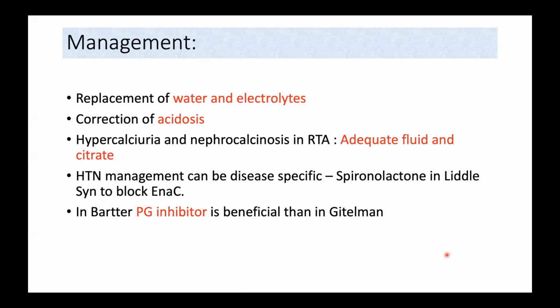Regarding hypertension management, it should be disease specific. As for example, in Liddle syndrome, amiloride or spironolactone is the drug of choice, whereas in Gordon syndrome, the drug of choice is thiazide diuretics. In Bartter syndrome, a prostaglandin inhibitor, that is indomethacin, is the drug of choice and more beneficial than in Gitelman syndrome.